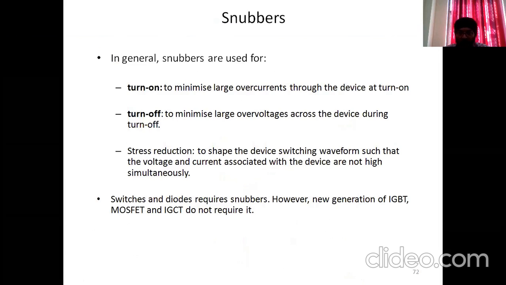Okay, during turn on, large overcurrents are minimized. During turn off, large overvoltages are minimized.